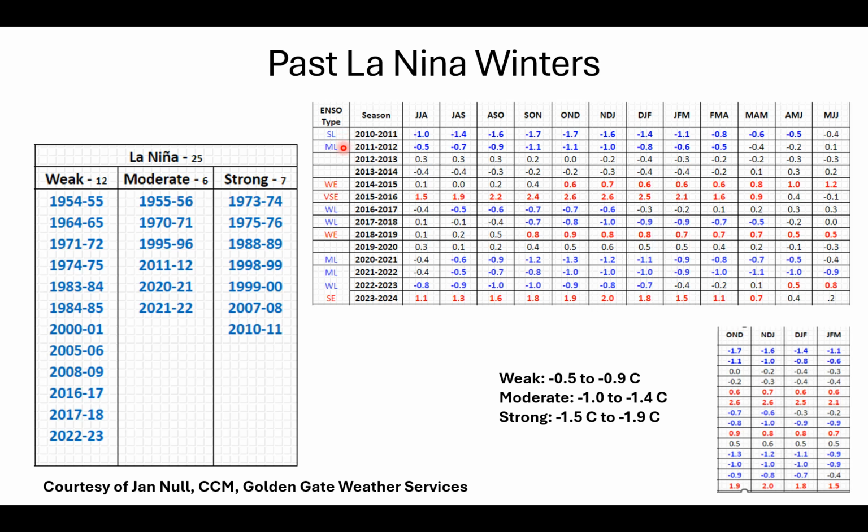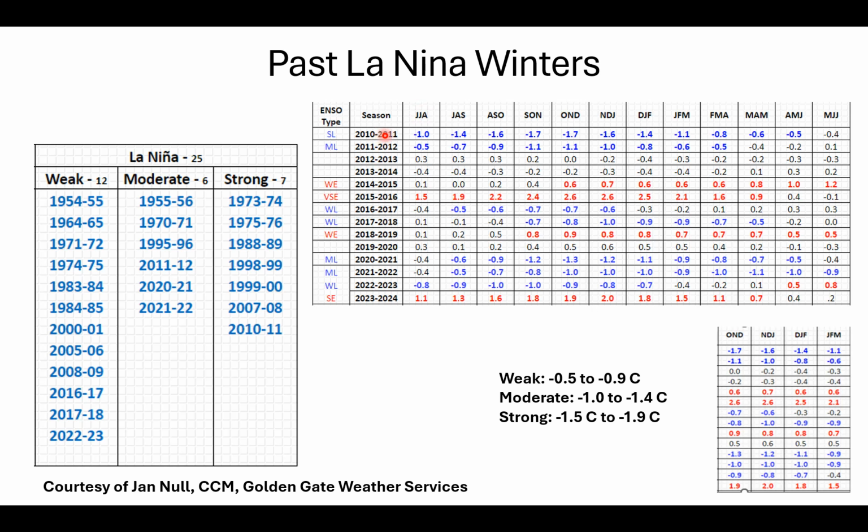This is a strong La Nina is SL, a moderate La Nina is ML, and a weak La Nina is WL. That's how these ENSO types are categorized, okay? Whenever you see the red lettering or the red numbering in here, that's indicative of El Nino conditions, okay? So this chart at the top kind of gives you a breakdown of the years.